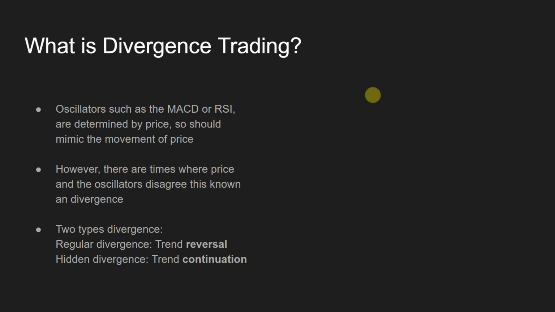Oscillators such as the MACD, the RSI, stochastics, all those good oscillators that we all use inside our trading, are all determined by price. So whatever price is doing, when price makes a higher high, the oscillator in theory should also make a higher high. However, there are times when the price and the oscillators disagree, and that's known as divergence. There are two types of divergence: regular divergence, which generally leads to trend reversals, and hidden divergence, which is a trend continuation pattern.